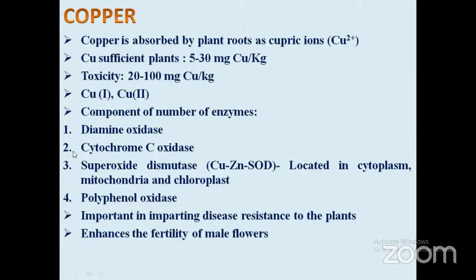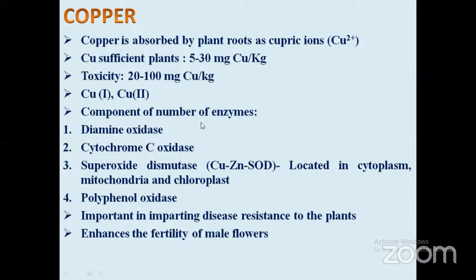Now moving ahead to another micronutrient cation, that is copper. Copper is absorbed by plant roots as the cupric ion, that is Cu2+. Plants are copper sufficient if they contain between 5 to 30 ppm, and if it is between 20 to 100 ppm, then it is toxic to the plant. Copper exists as Cu+ and Cu2+. This is the cuprous form, this is the cupric form. Plants take up the Cu2+, cupric form.